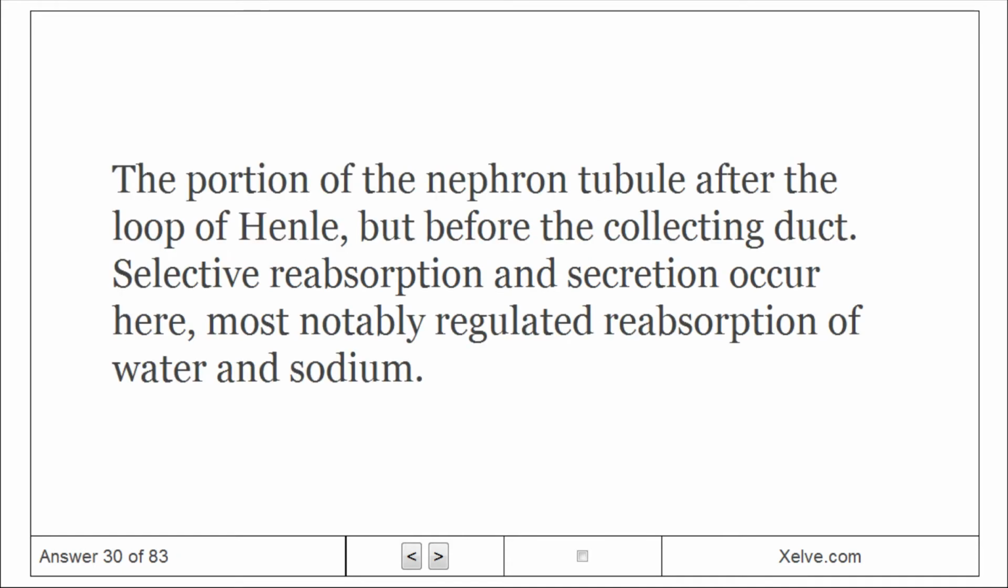Distal convoluted tubule. The portion of the nephron tubule after the loop of Henle, but before the collecting duct. Selective reabsorption and secretion occur here, most notably regulated reabsorption of water and sodium.